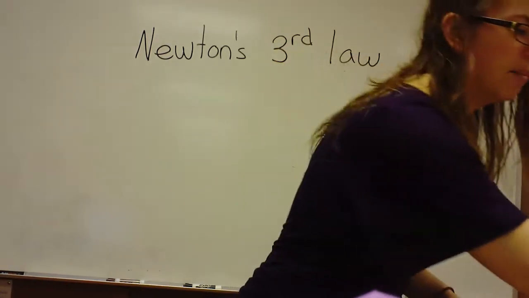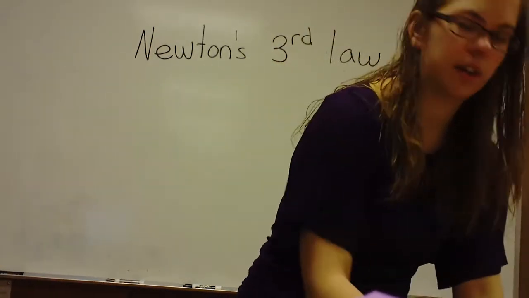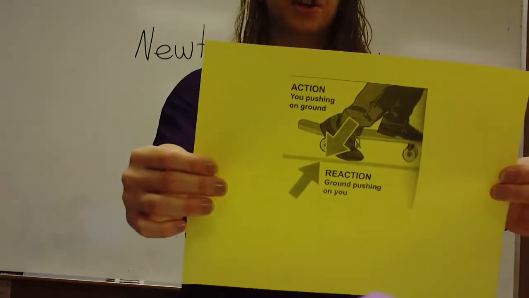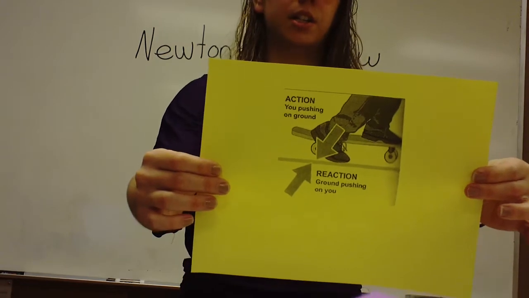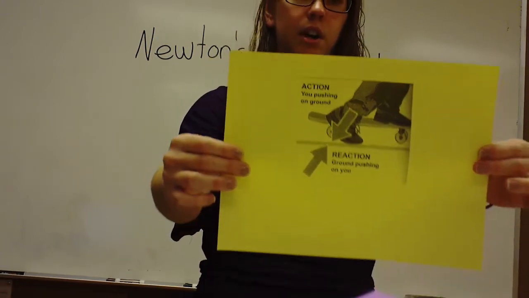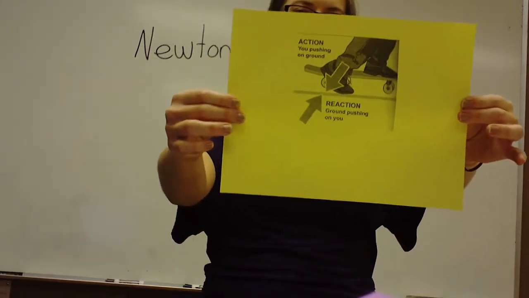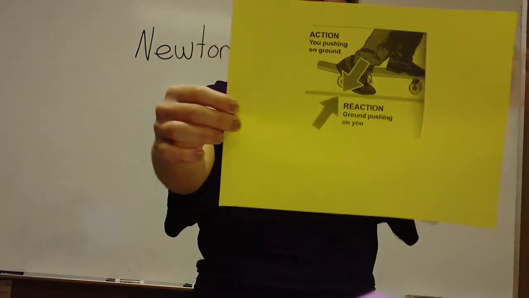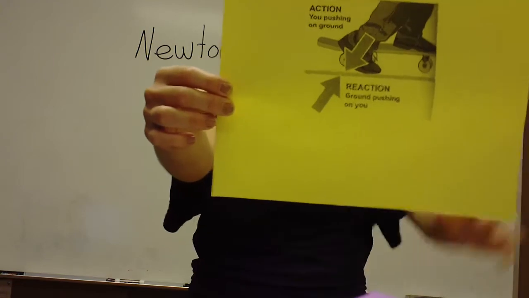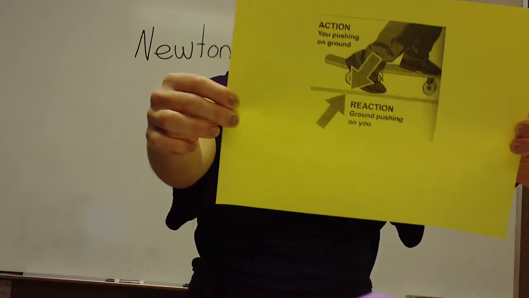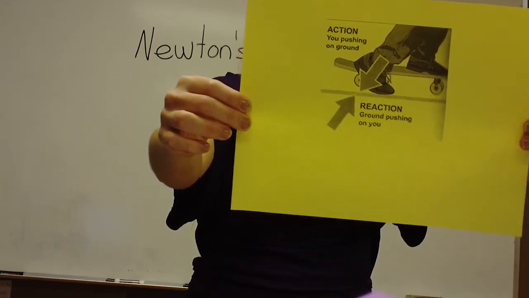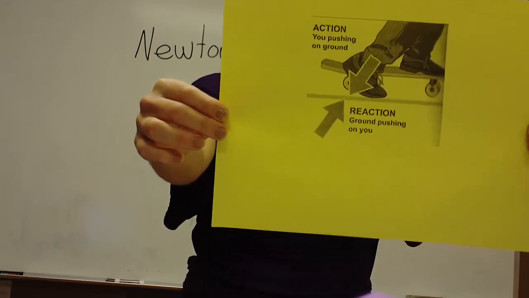Okay? Another example that's simple, and for a lot of you guys, you like longboarding. You can see that the action is this person, this child, or kid, or teenager, or adult even, I don't know. Anyway, this person is pushing down on the floor with their foot, and the floor is reacting. The ground is pushing back on the person.